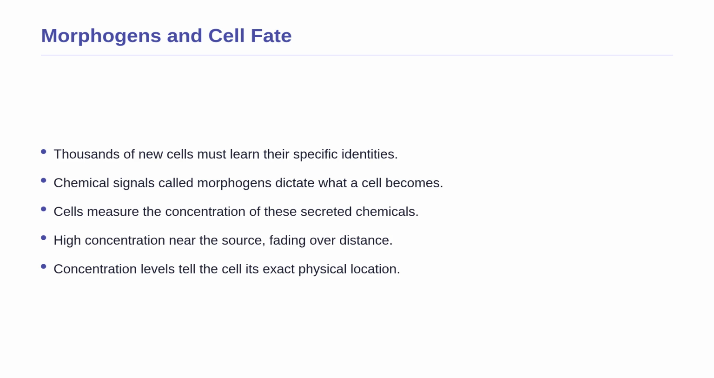Imagine standing near a campfire. The closer you are, the hotter it feels, and as you walk away, the heat fades. Cells in the neural tube use a similar distance trick. They measure the concentration of specific chemicals secreted by neighboring tissues. The concentration of these morphogens tells the cell exactly where it is located in the developing brain, which in turn dictates its final identity and function.